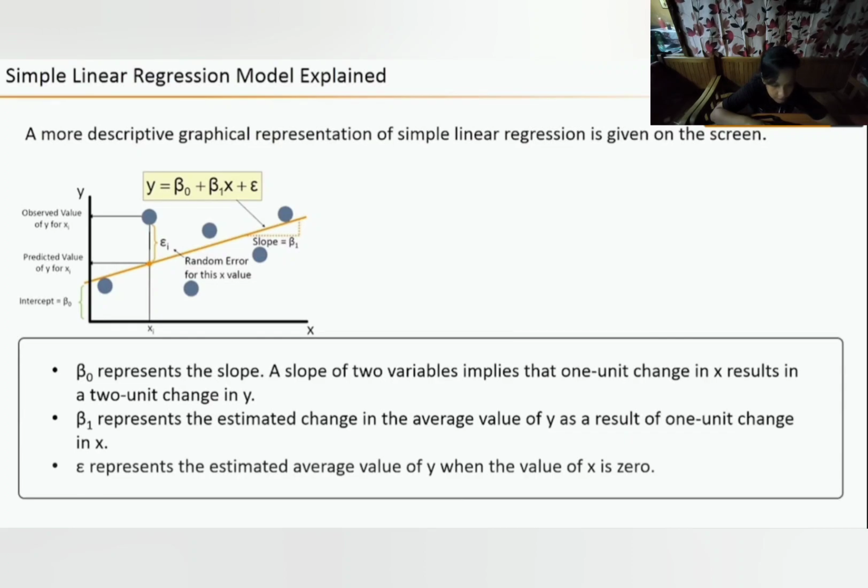Beta naught represents the slope. A slope of two implies that a one unit change in x results in a 2-unit change in y. Beta 1 represents the estimated change in the average value of y as a result of a 1 unit change in x. Epsilon represents the estimated average value of y when the value of x is 0.